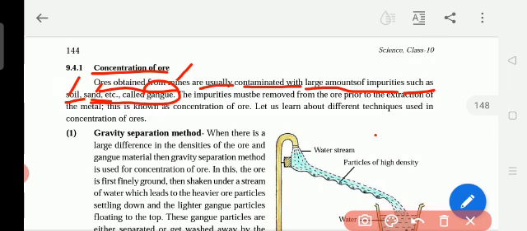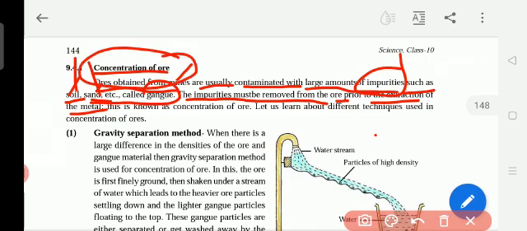The impurities must be removed from the ore prior to the extraction of the metal. Before separating the metal, first we have to remove the soil, sand and some other dirty impurities. Removing those things is called concentration of ore. After removing these impurities, the metal is separated from the ore.